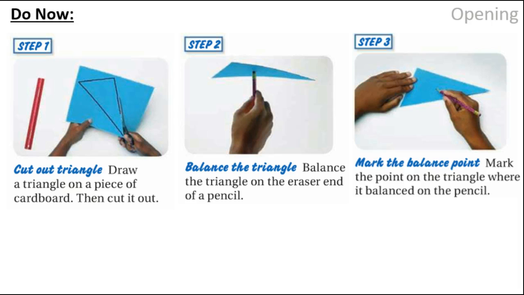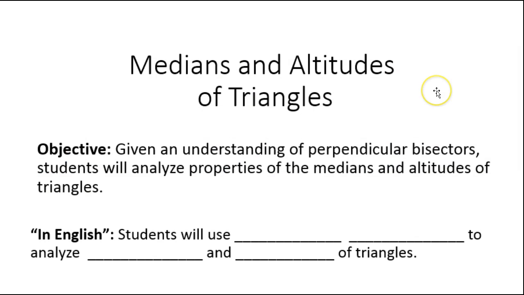We began the class with a simple do now. We had triangles and we were looking for the balancing point on our triangle. Once we found it, we just wrote it on the actual triangle. This lesson again is called medians and altitudes of triangles. So our objective for today is giving an understanding of perpendicular bisectors. Students will analyze properties of medians and altitudes of triangles.